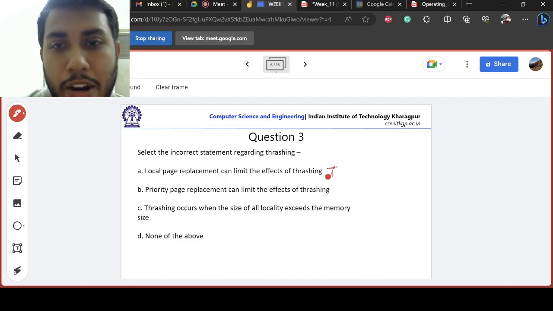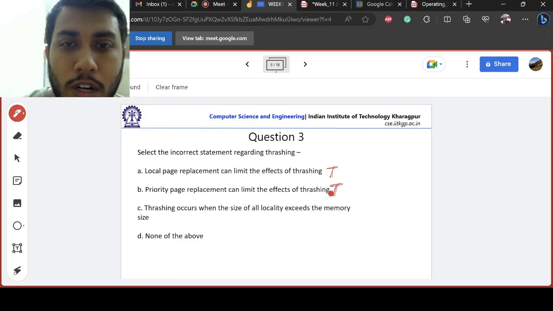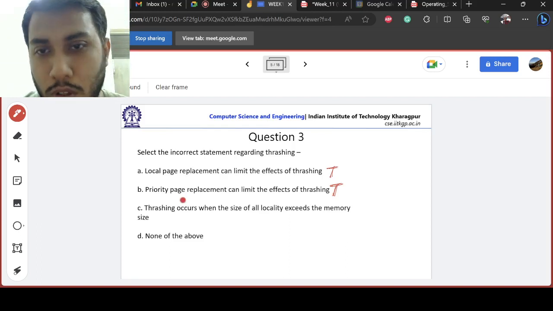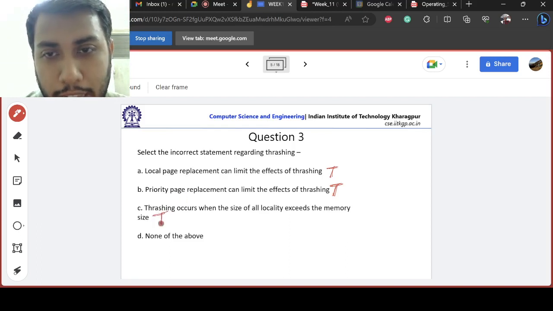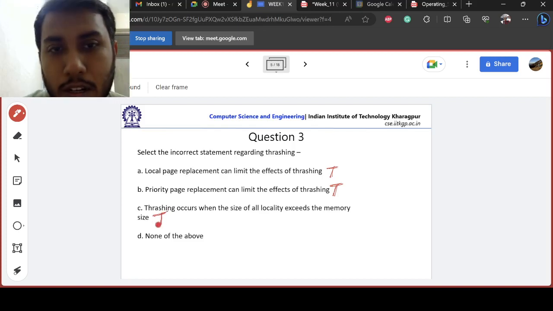Even priority page replacement can limit the effects of thrashing. Thrashing occurs when the size of all localities exceeds the memory size. True. So all of them are correct. So the correct answer is none of the above.